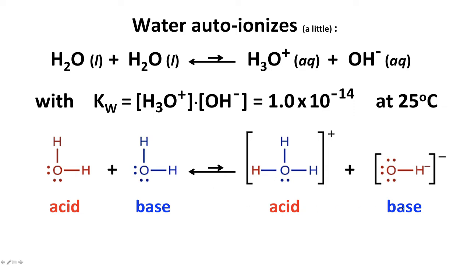We produce conjugate acid-base pairs, and substances like water that can function as both an acid and a base depending on the circumstances are called amphiprotic. They're sometimes also called amphoteric. So these are substances that can function as either an acid or a base depending on the circumstances.